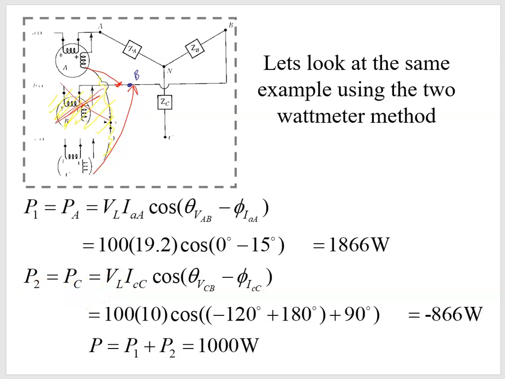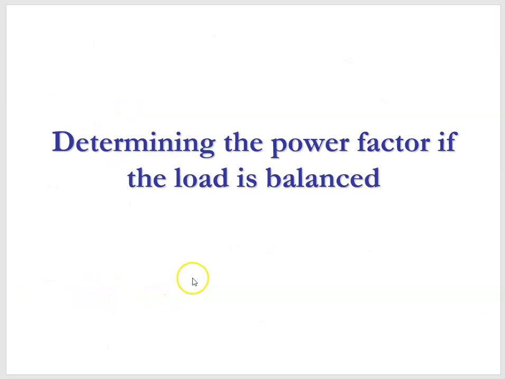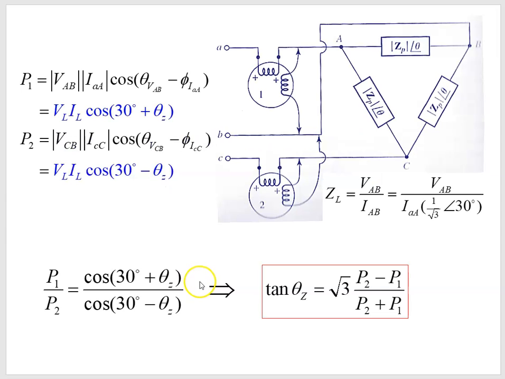The other key thing here is determining the power factor if the load is unbalanced. We can determine this power factor, and I'm not going to go through and prove this, but the tangent of theta z is the square root of 3 times wattmeter 2 minus wattmeter 1, divided by wattmeter 2 plus wattmeter 1. So our power factor is going to be the tan inverse of that, right?